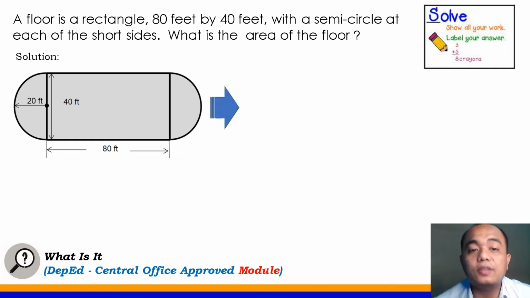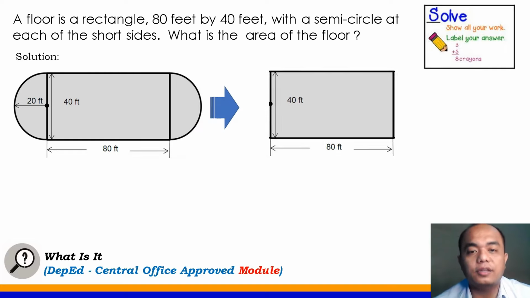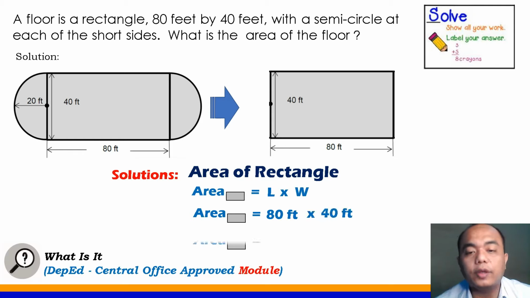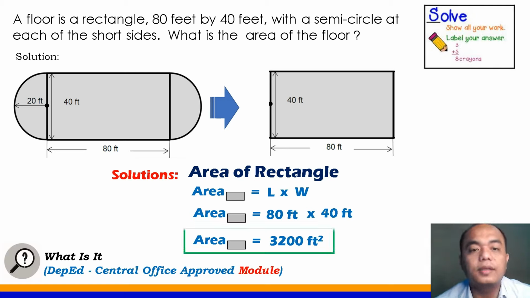Okay, this time, class, let's solve first for the area of the rectangle here at the center. So, kumpleto na yung data natin to solve the area of the rectangle. So, area of the rectangle here would be length times width. And then we have 80 feet by 40 feet. That will give you, 80 times 40 will give you 3,200 square feet. No, yung area ng ating rectangle.